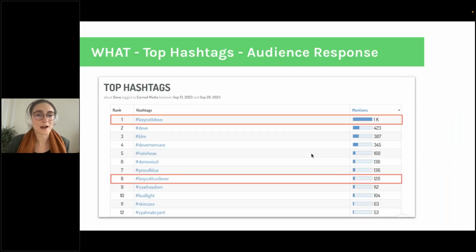Okay, moving on now to the what, in order to understand what is being said. The first stop here would be top hashtags, and hashtags play a very important role in shaping the narrative around a crisis. If there are any hashtags, customers very often will group their comments around them. You might see inflammatory hashtags such as boycott. Here we have indeed a boycott Dove, and also there are calls for boycotting Unilever, which is the parent company.